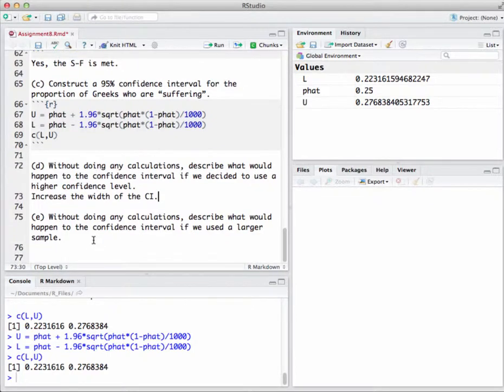Okay, so again, without doing any calculations, describe what would happen to the confidence interval if you used a larger sample. This one's a little less intuitive. We haven't talked about it quite as much, but you have to think about how the standard error is being calculated. It's p hat times 1 minus p hat divided by n. So the denominator is n, and if you increase the denominator, it makes the number smaller. And so by increasing your sample size, you make your standard error smaller, thereby making your margin of error smaller. So this would decrease the width, and that's going to make it narrower.